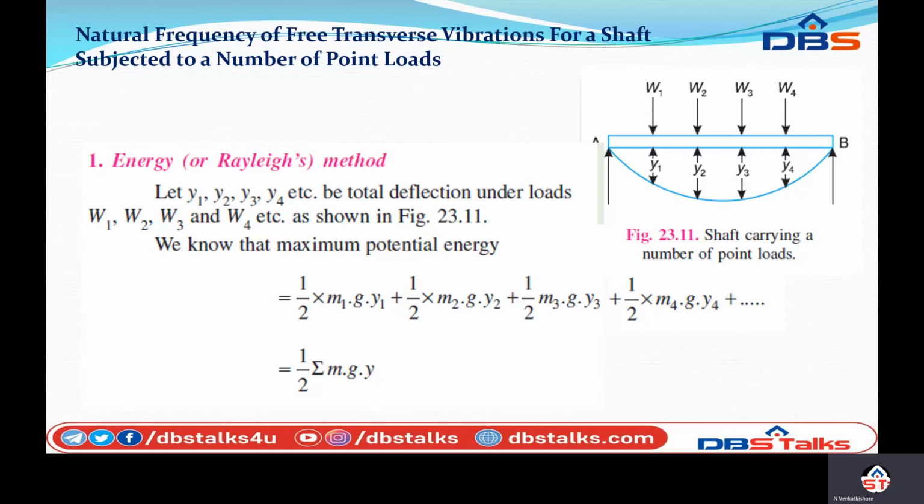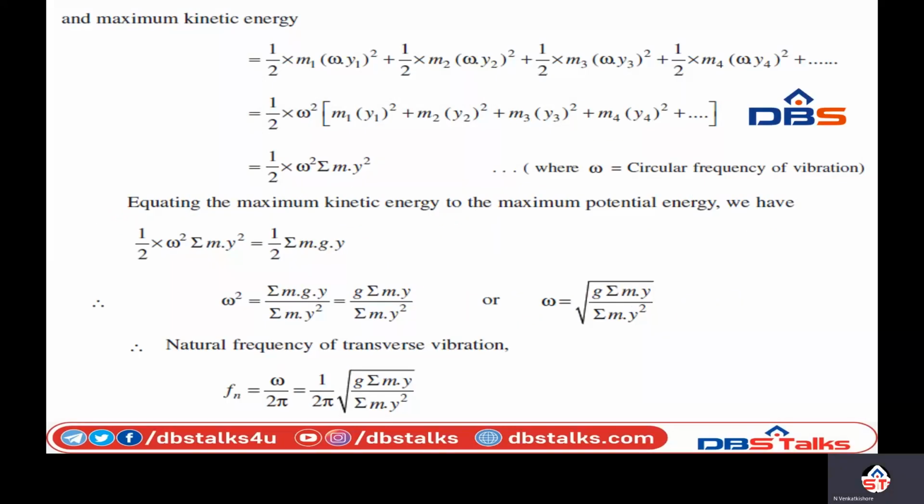In the same way, kinetic energy is half m v square. Here half m1 omega y1 square, that is v of m omega y1 square. Omega means the circular frequency. In this case, we get the formula as 1 by 2 into omega square into m omega y square.